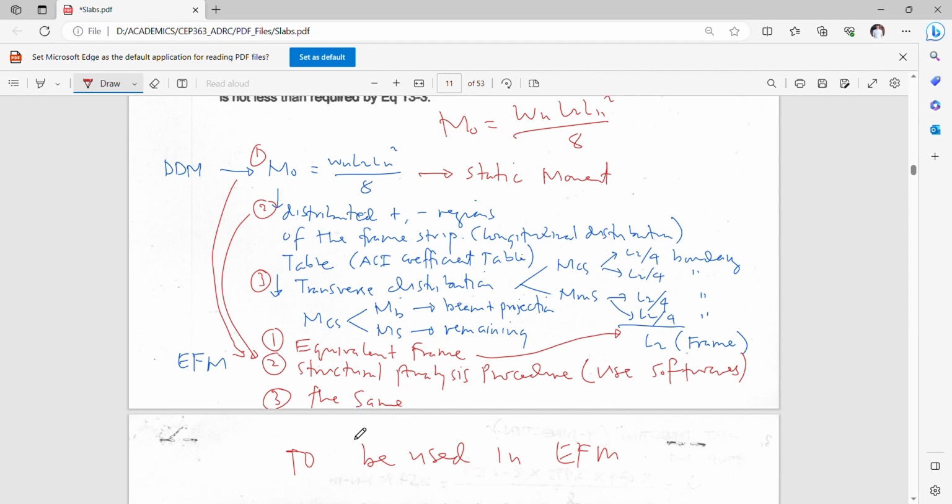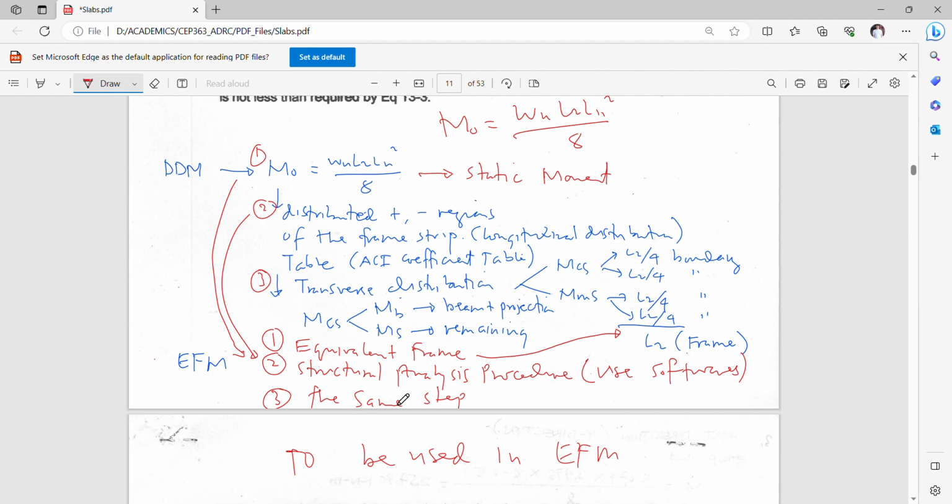Okay, the same steps are involved. Of course, in the earlier days when the software was not yet that popular, we had to do it on the basis of the moment distribution method. But now that software is available, we can get an advantage and produce accurate results.